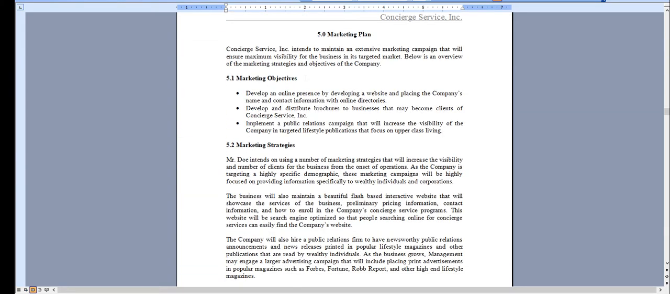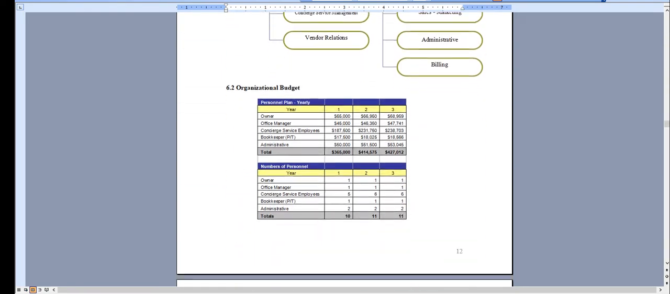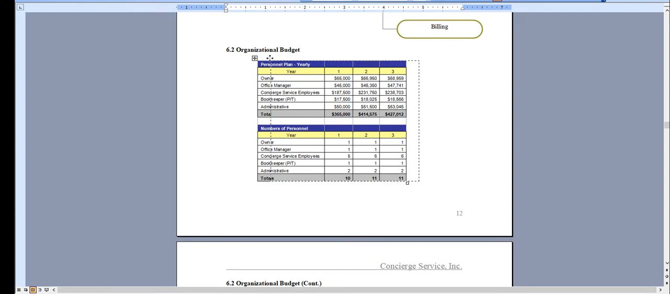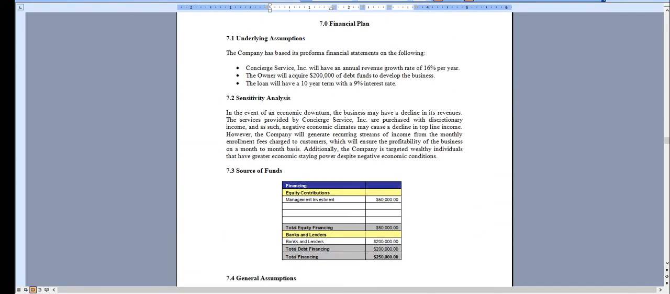The marketing plan, and there's a 24-page marketing plan that comes along with this. Overview of your organization, headcount and payroll. And of course, the financial plan.